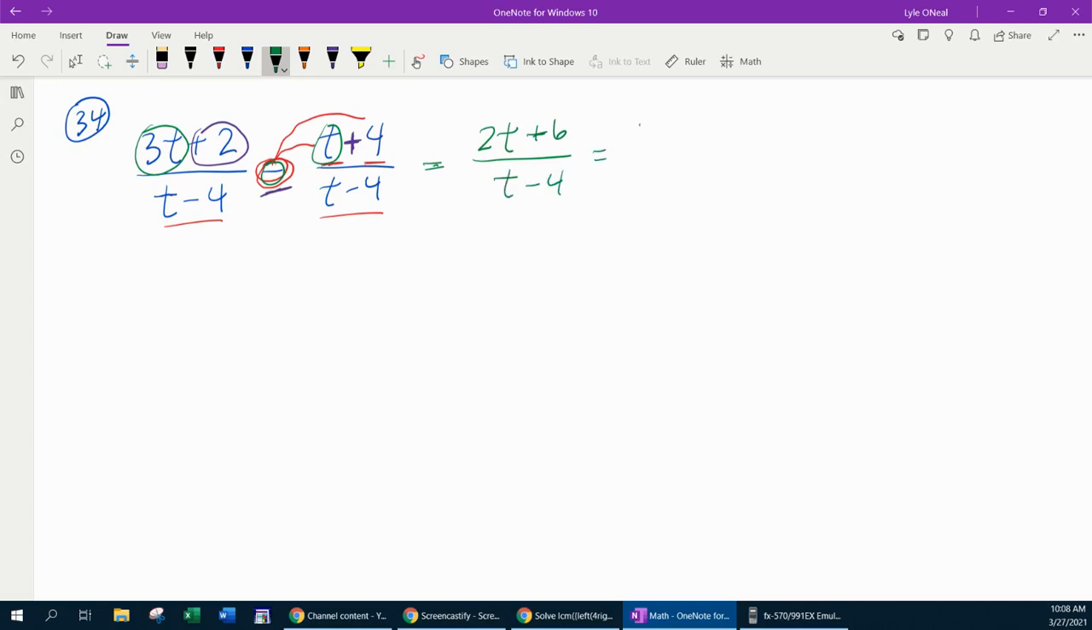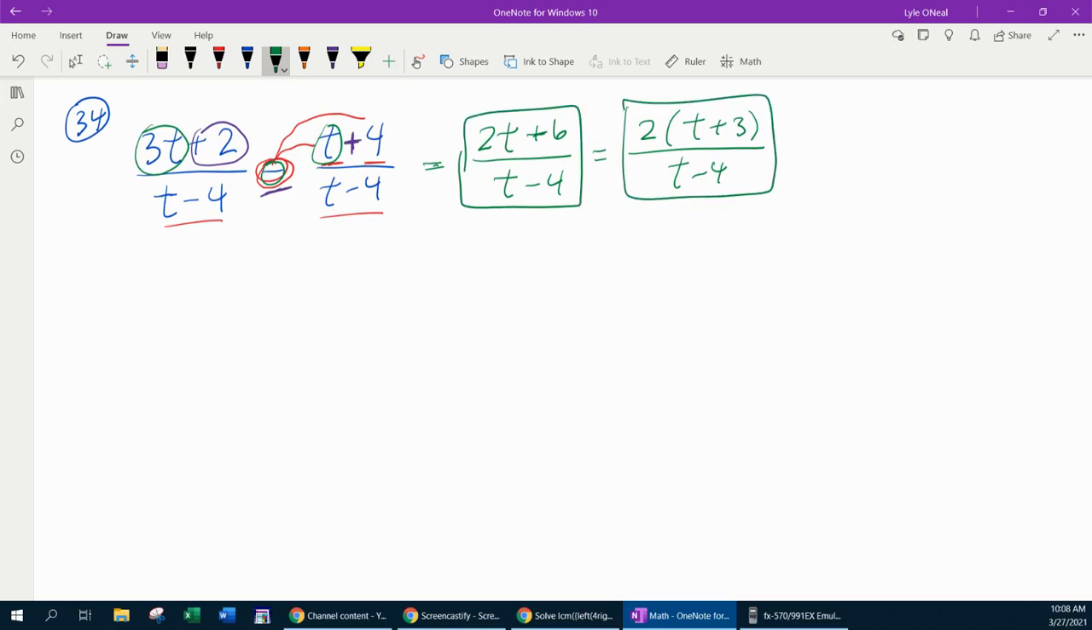Now, if you want to factor the numerator, just to make sure it won't reduce, you can. There is a common factor of 2, which will leave me a t plus 3 when I factor it out. Notice that the factors don't cancel. t plus 3 and t minus 4, those are not identical. So this step of factoring out, simply to verify that it won't reduce, is recommended but not required. So this would be an acceptable answer, and this also would be an acceptable answer.